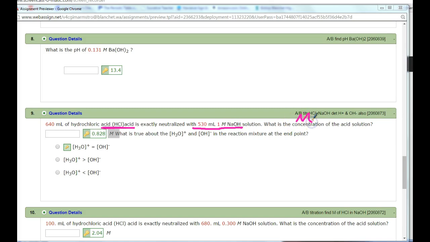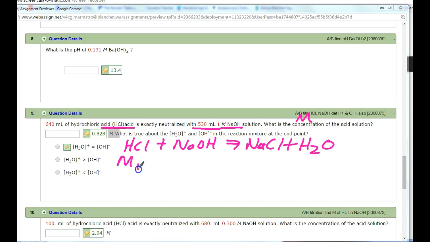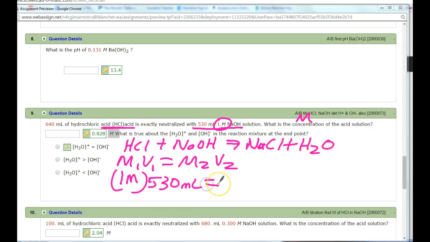And it's a 1-to-1 ratio. So we can use M1V1 is M2V2, or we could call it MAVA is MBVB. So there's our equation, and again, it's a 1-to-1 ratio. And now I write my formula. This time I chose M1V1 is M2V2, and I chose those numbers that are paired together. So 1 molar sodium hydroxide times 530 milliliters equals the concentration, which I don't know, times 640 milliliters.